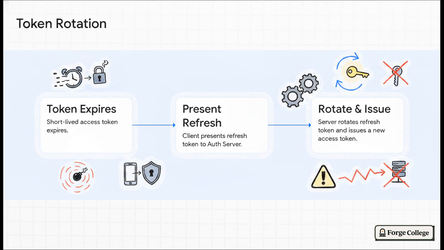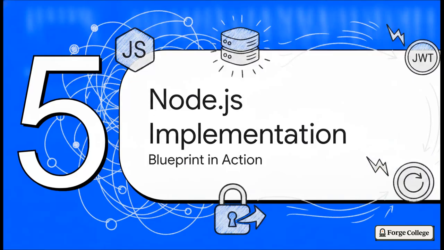So we use refresh tokens behind the scenes. The client securely hands over the refresh token to get a new access token. And here is the real kicker. We constantly rotate them. Every single time a refresh token is used, we issue a brand new one and nuke the old one. If a hacker tries to use an old stolen refresh token, the server immediately spots the anomaly and just pulls the plug on the entire session. Boom, secure.